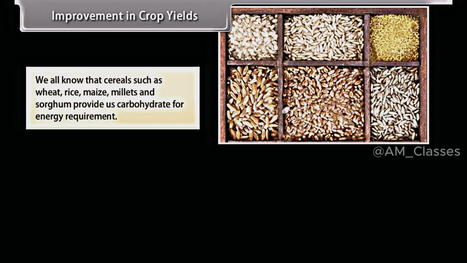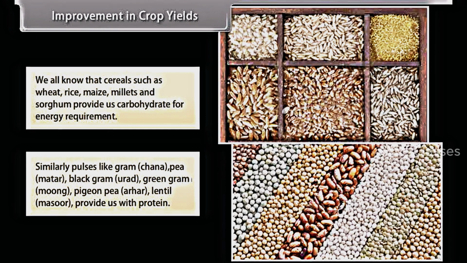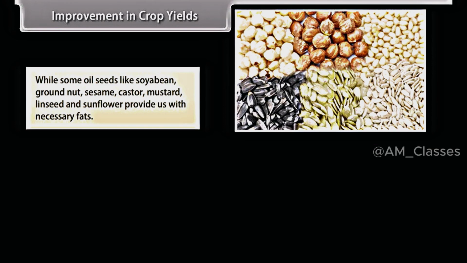Improvement in crop yields. We all know that cereals such as wheat, rice, maize, millets, and sorghum provide us carbohydrate for energy requirement. Similarly, pulses like gram, chana, pea, matar, black gram, urad, green gram, moong, pigeon pea, arhar, lentil, masoor provide us with protein. While some oilseeds like soybean, groundnut, sesame, castor, mustard, linseed, and sunflower provide us with necessary fats.